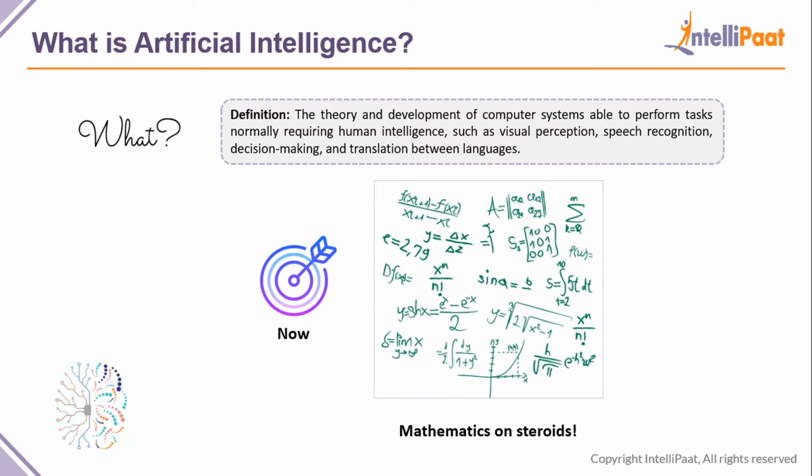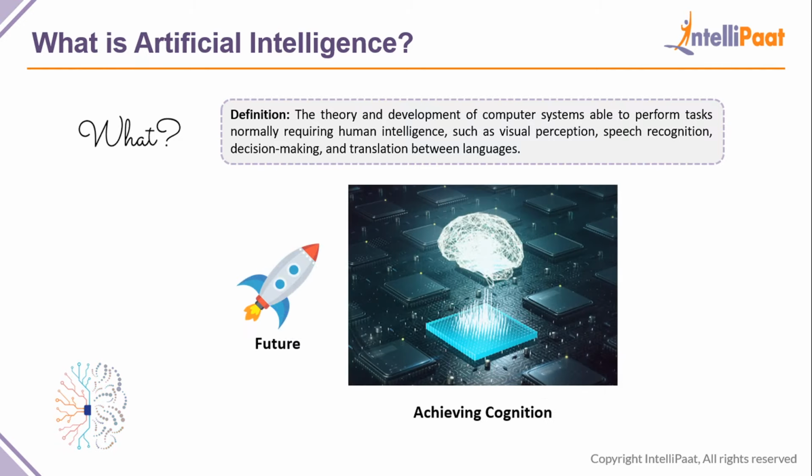When we think about AI in today's world, it's basically mathematics on steroids, because there is a lot of math, there is a lot of data processing. But if it's just mathematics on steroids now, what is it in the future? Well, in the future, it is to achieve cognition. It is to make sure that the machine becomes as efficient and as intelligent as humans are, or at the end of the day, that this machine can replicate some human level intelligence.